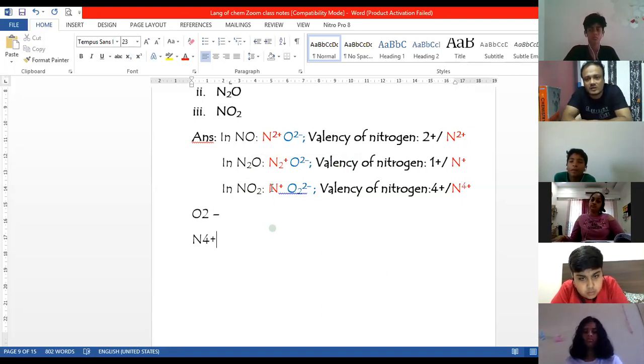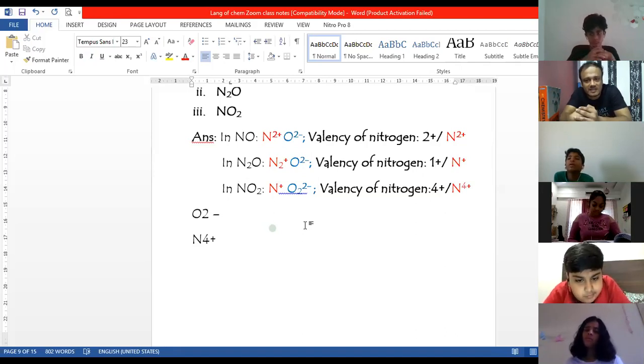Okay, so this is how we get the valency of nitrogen as 4 plus over here, and that is why it is written as N4 plus. Now there should not be any doubts like, but then N does not have a valency of 4 plus. Yeah, we know that, but this is how compounds become stable. Okay, and this is not how we are changing the valency of that element. Valency of the element remains the same.